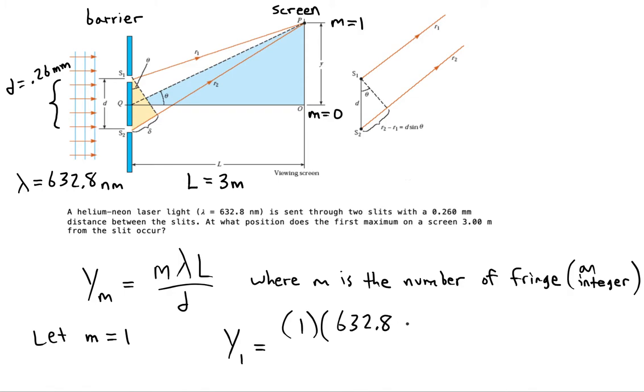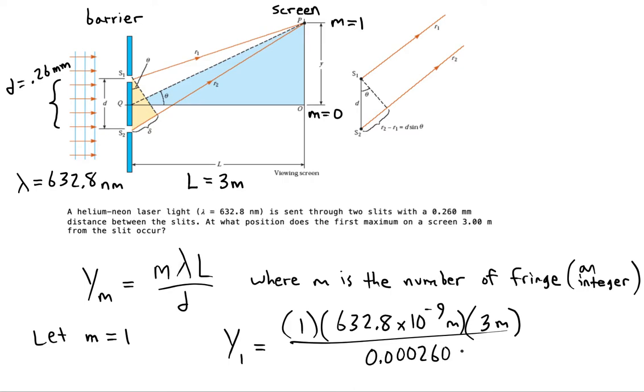Plug in the wavelength. And the distance to the screen. And divide by the slit separation. You want to make sure to convert it to meters, of course. I get 0.0073 meters.